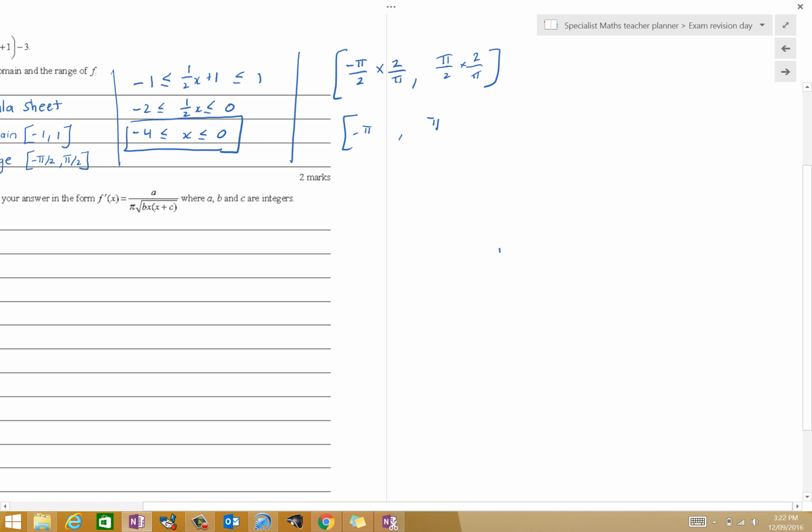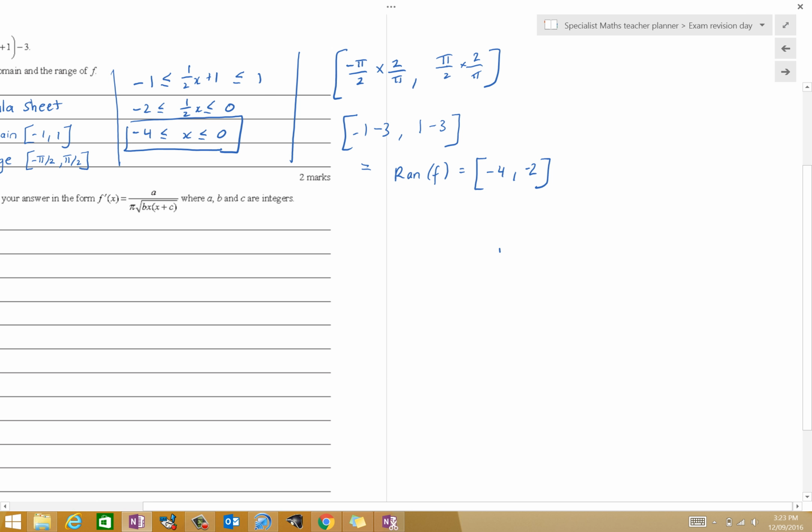But then what are we doing? We're subtracting 3, aren't we? Oh, actually not negative pi to pi, it's negative 1. And then we're subtracting 3. So it's negative 1 subtract 3, and the other one is 1 subtract 3. So therefore the range of f is equal to negative 4 to negative 2 inclusive.